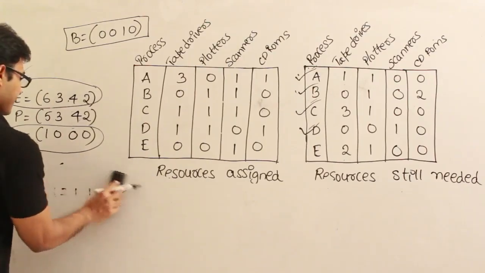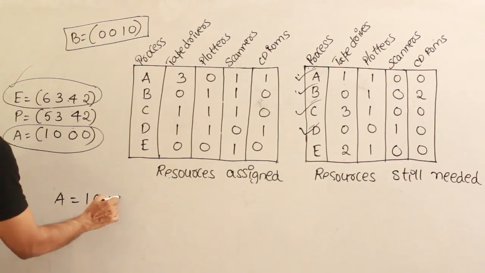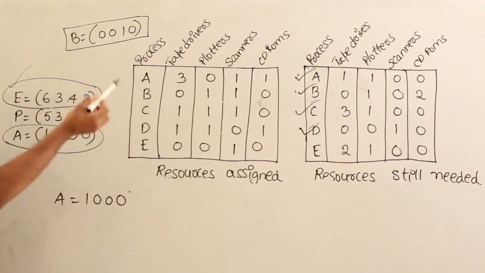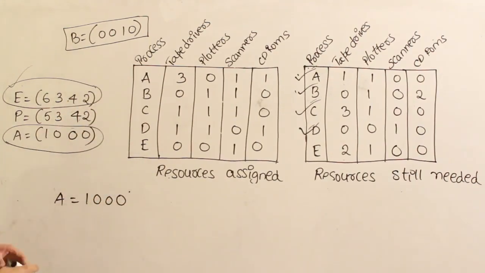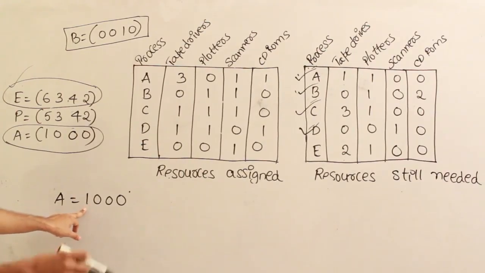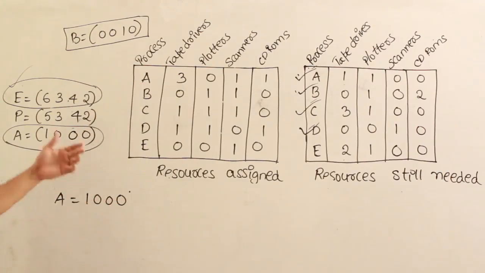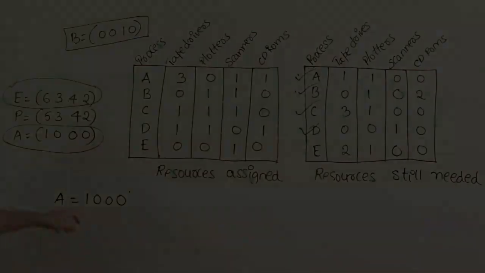And now watch it. So now the new availability has become 1000. Using this, I'll try to see if I could satisfy any need. Can I satisfy the need of A? Not possible. Can I satisfy need of B? Not possible. Need of C? Not possible. Need of D? Even D is also now not possible, because D requires 0010. Earlier, satisfying D's need was possible.